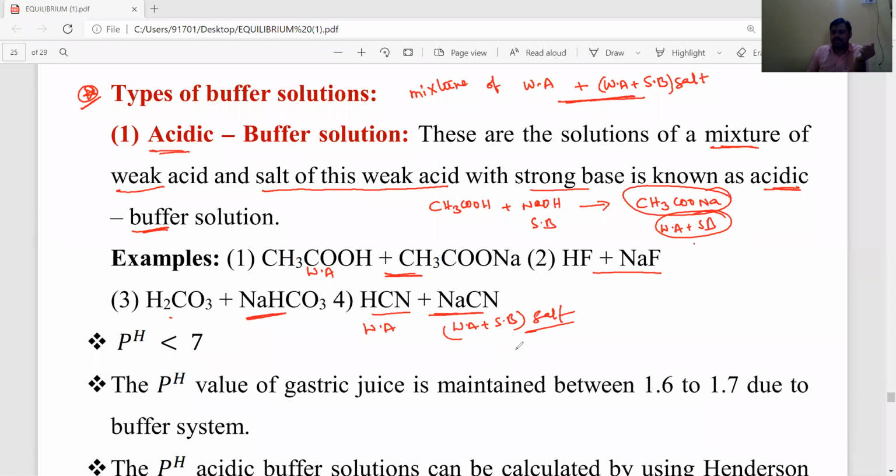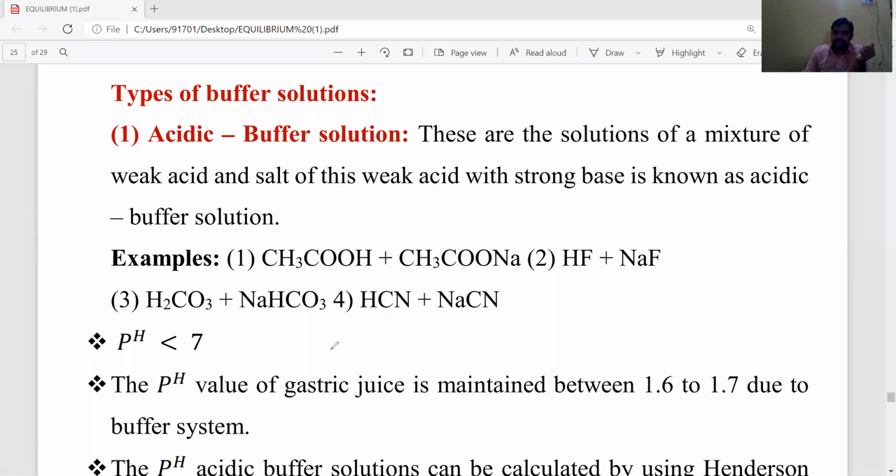These are some important examples in your material. More examples are also there, so go through the material. These are the examples for acidic buffer solutions. Biologically, these buffer solutions have a lot of importance.